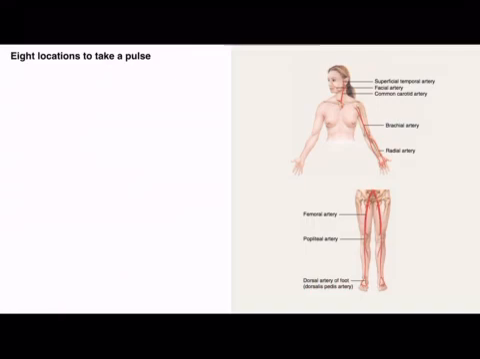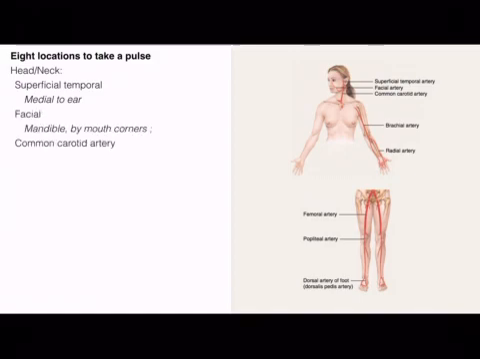8 locations to take a pulse. Your classic 8: you've got your superficial temporal in the head, and that is medial to the ear. You've got your facial, which is at the mandible, by the corners of the mouth. You've got your common carotid artery, lateral to the larynx. Remember that your common carotid artery bifurcates at C4, at the superior border of the thyroid cartilage.